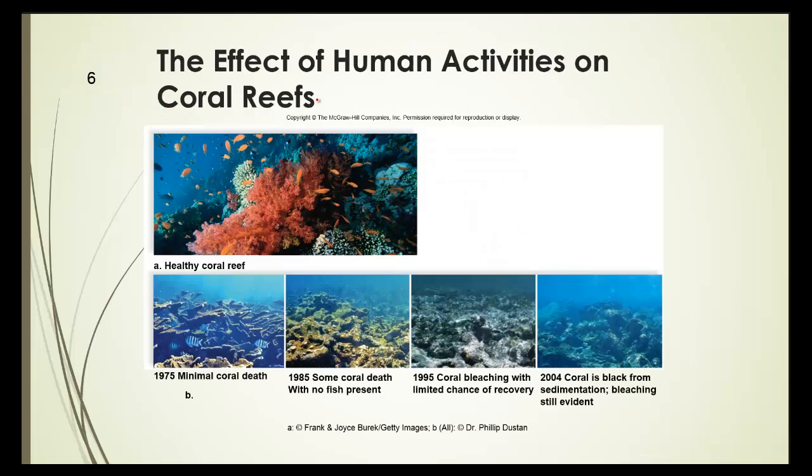Here's an example of the effect of human activities. This is what a healthy coral reef should look like. However, if you see these pictures here, this is in 1975, 85, 95, and finally 2004. Notice the lack of fish and the lack of color of the coral because the human population is killing off the coral.